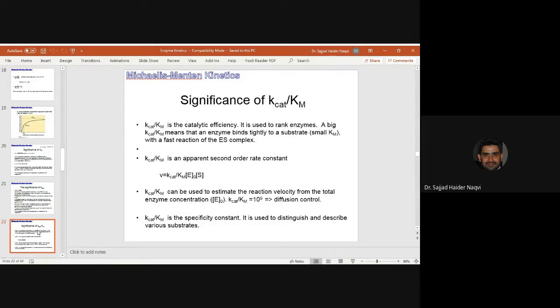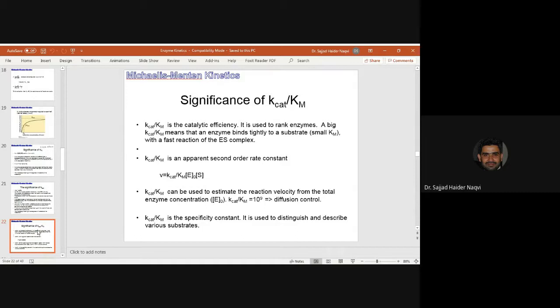The significance of Kcat versus Km, the ratio. So we understood that if we know the Km value of a reaction, we have certain applications. If we know the Kcat value of an enzyme catalyzed reaction, there are benefits of that. And if we know both of them, we can find out the ratio, and that ratio also has significance. And what is the significance? The ratio of Kcat versus Km shows the catalytic efficiency.